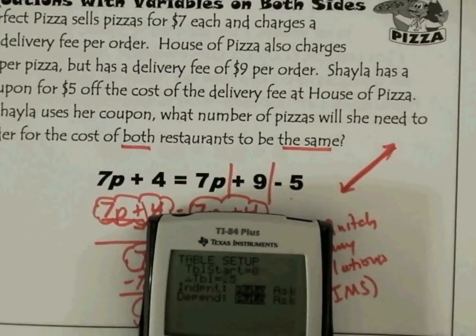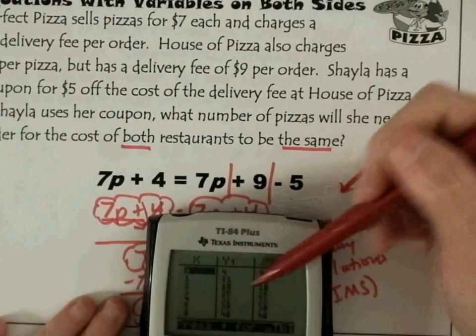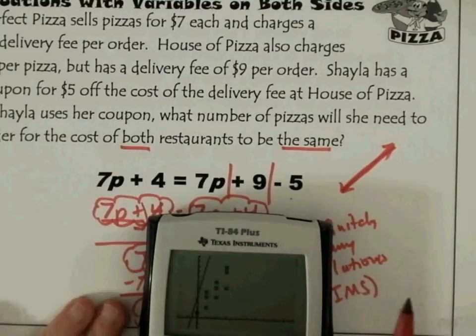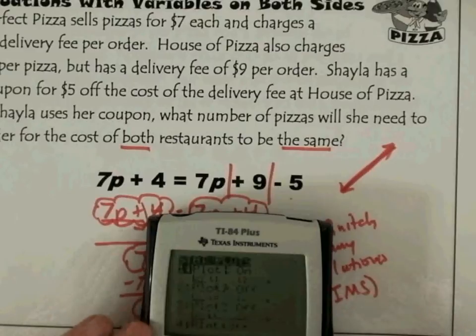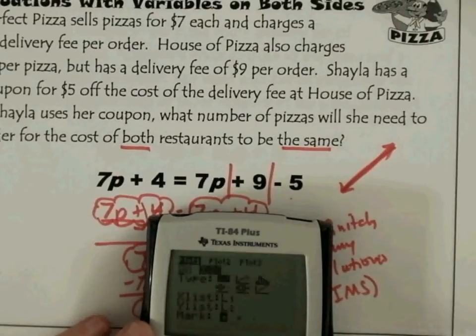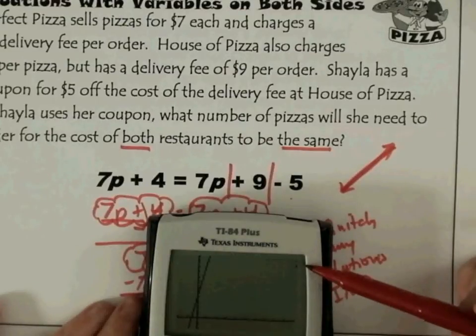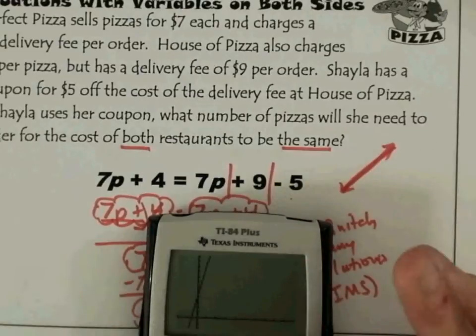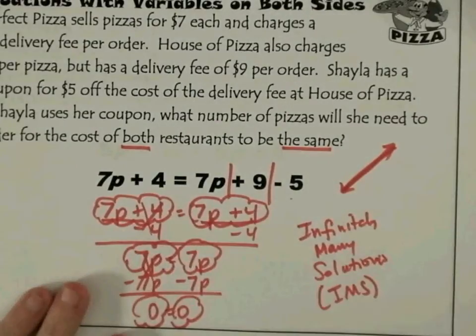Every single row is identical. So y1 and y2 are identical for every row. And when I look at the graph, it's still graphing over there, and I only see one line because those two lines plot right on top of each other. Okay? So that's what infinitely many solutions looks like in the calculator.